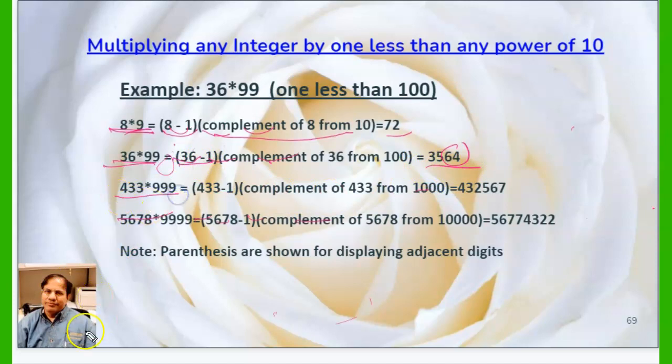It can be a larger number, so if it is 433 times 999, then we have to find the complement of 433 with a piece of paper, and that is actually 567. We subtract 1 from the given multiplicand 433, and so you end up with the left digits as 432. We can have more digits, and the method is the same.